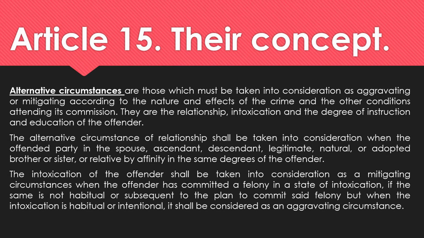They are the relationship, intoxication, so you have to take note of these words. Relationship, intoxication, and the degree of instruction and education of the offender. The alternative circumstance of relationship shall be taken into consideration when the offended party is the spouse, ascendant, descendant, legitimate, natural, or adopted brother or sister, or relative by affinity in the same degree of the offender. So you have to take note if it is in a relationship.